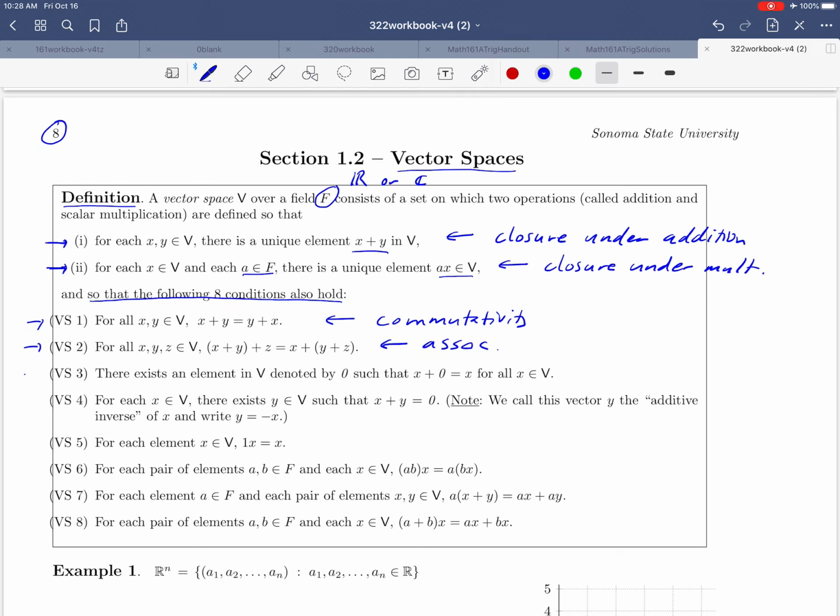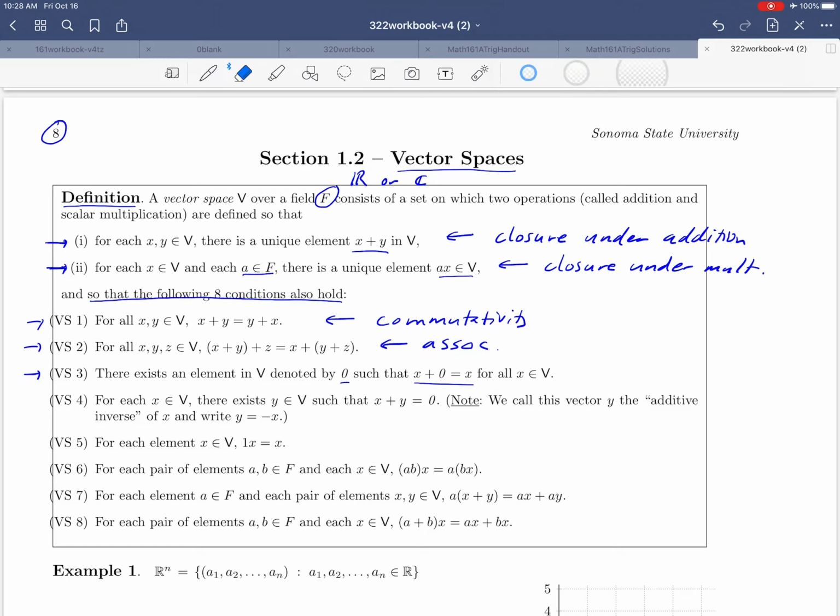And then we come down to VS3 here. Let's read that one together. There exists an element in V denoted by 0 such that x plus 0 equals x for all x in V. That 0 there is what's called the zero vector. We want to have a vector that we can add to any other vector and get that same vector back again. So it behaves like the real number 0 does.